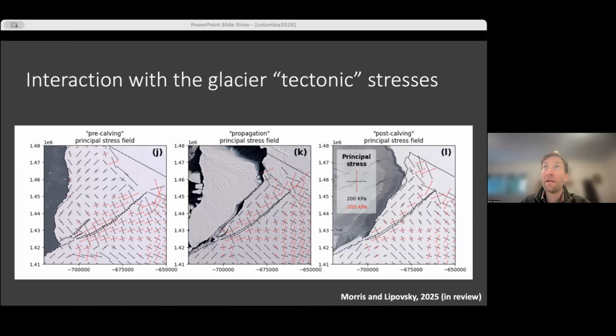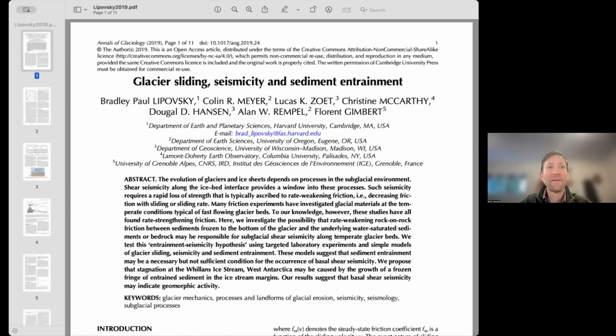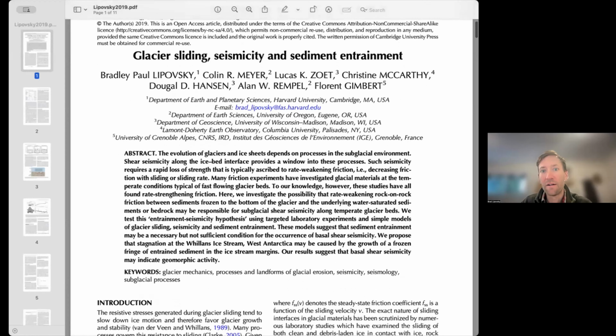Yeah, absolutely. So let's see. I'm just going to do something really risky here. I don't know if this is going to work. I'll share just a paper. Here, watch this. Yeah, so we wrote this paper geared towards sediment entrainment, thinking about landscape evolution and looking at how glacier seismicity on land is related to sediment entrainment.